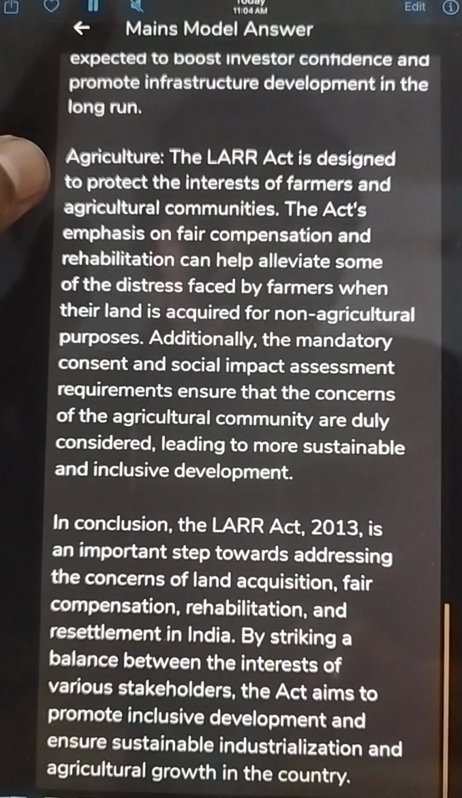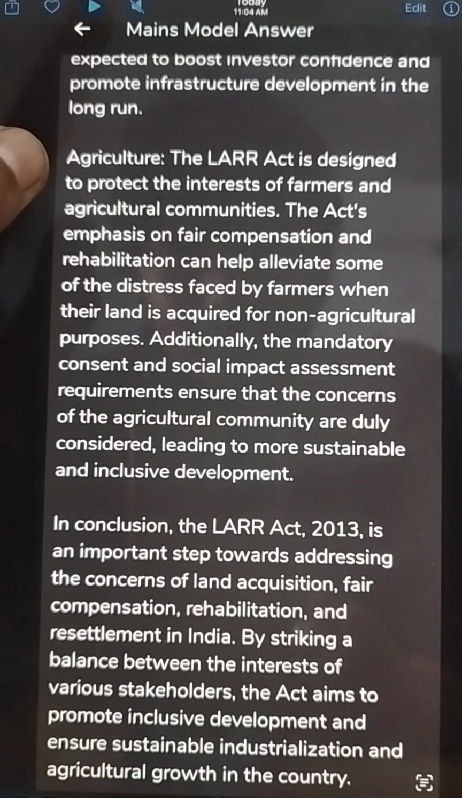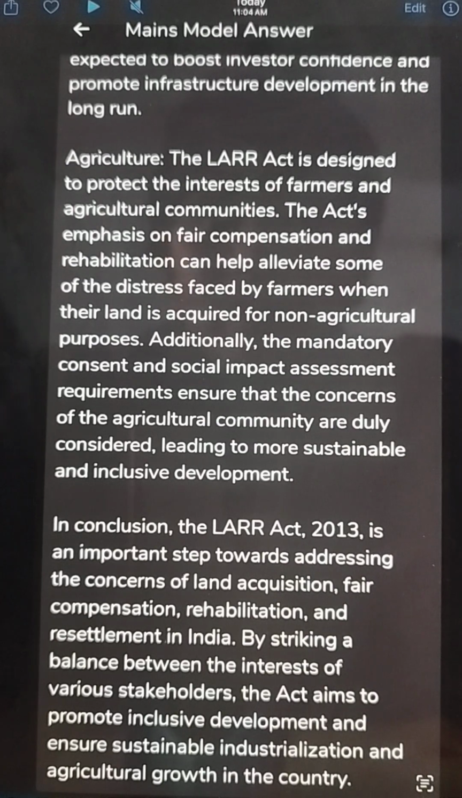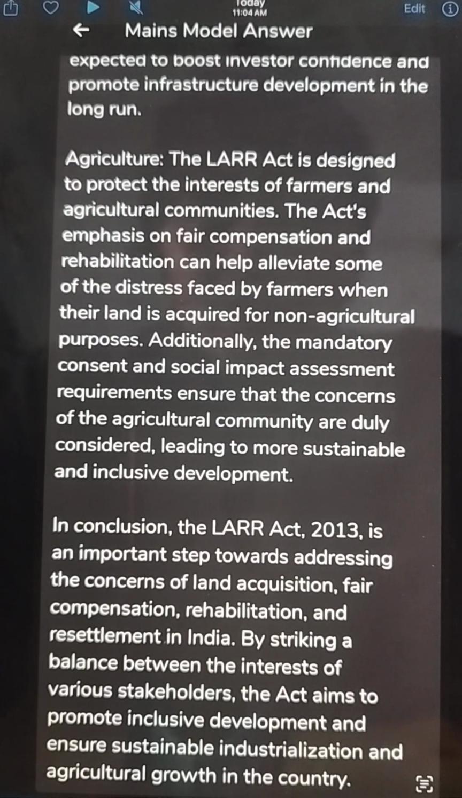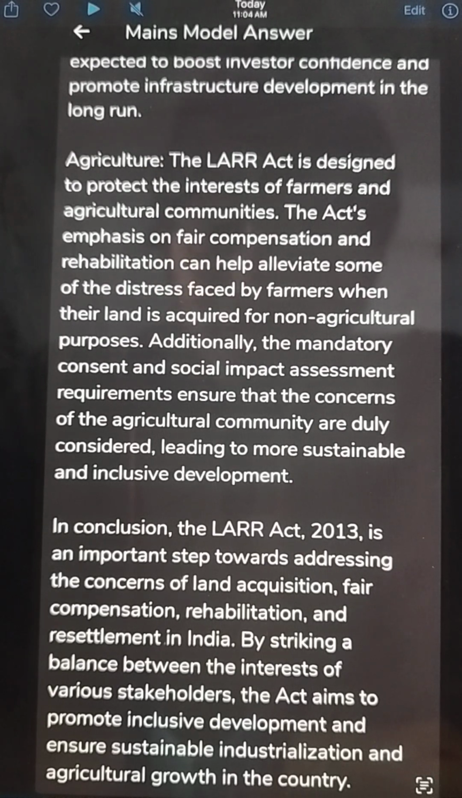Agriculture. The LAR Act is designed to protect the interest of farmers and agriculture communities. The Act's emphasis on fair compensation and rehabilitation can help alleviate some of the distress faced by the farmers when their land is acquired for non-agriculture purposes. Additionally, the mandatory consent and social impact assessment requirements ensure the concerns of the agriculture communities are duly considered, leading to more sustainable and inclusive development.